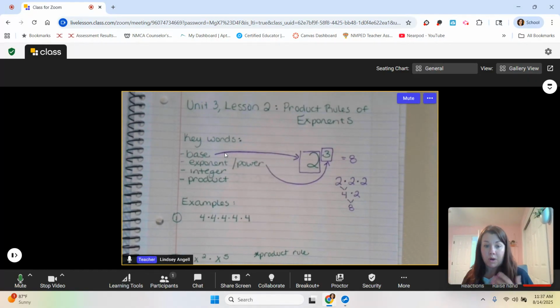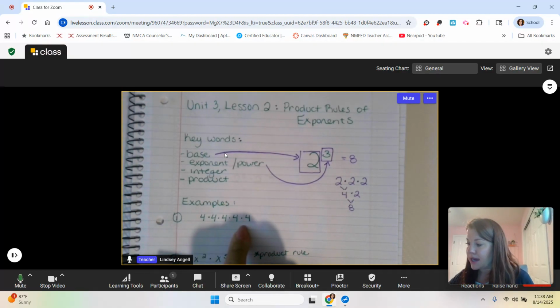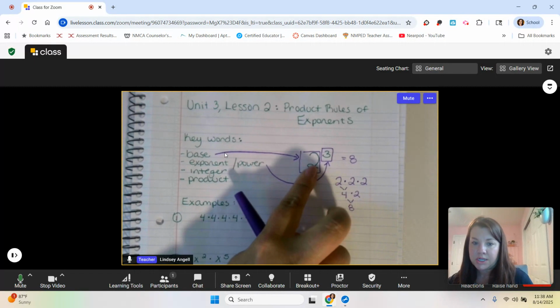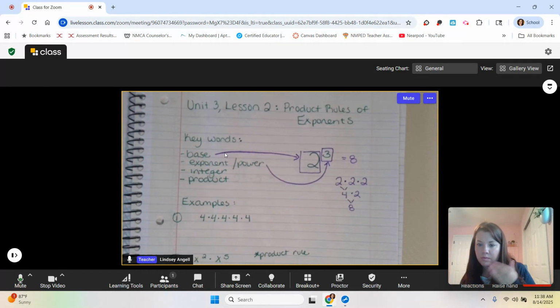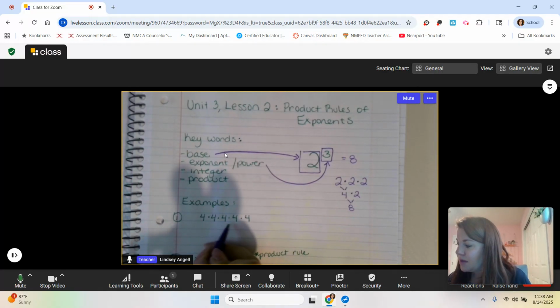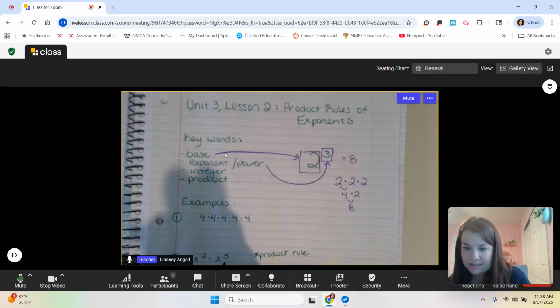So with your work during this unit, we're going to be talking about rules of exponents when you're multiplying. So this one here is kind of like the opposite of what we just did. We just evaluated the exponent. Now we're going to rewind. We're going to reverse back, and we're going to write this in exponent form.